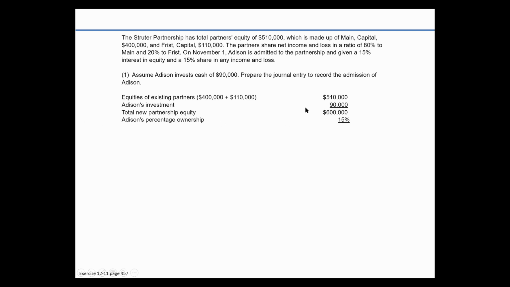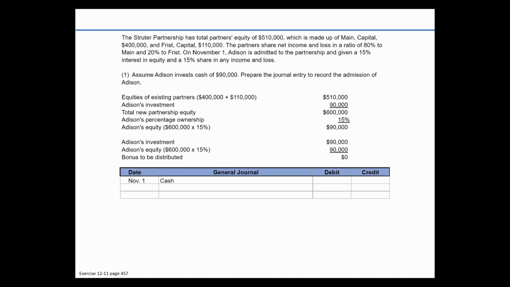And so the ownership percentage we said was 15%. Addison's equity is 600,000 multiplied by 15%, which is 90,000. And we see here that Addison's investment is 90,000. Her equity is 90,000. So there's no bonus to be distributed, because what she's putting in as an investment equals her equity. So we receive cash in the amount of 90,000 debit, and then we simply credit Addison's capital for the amount of 90,000. That just establishes her capital account.